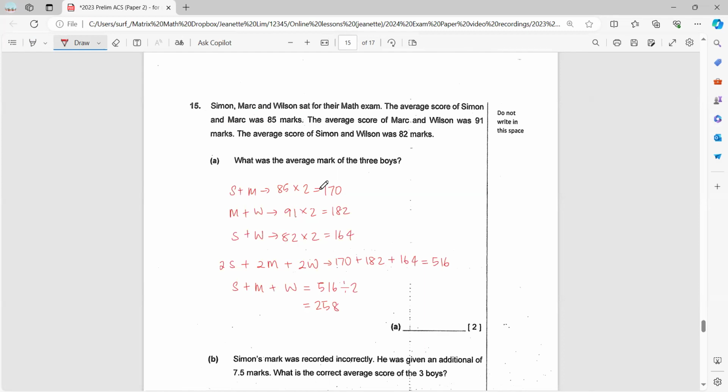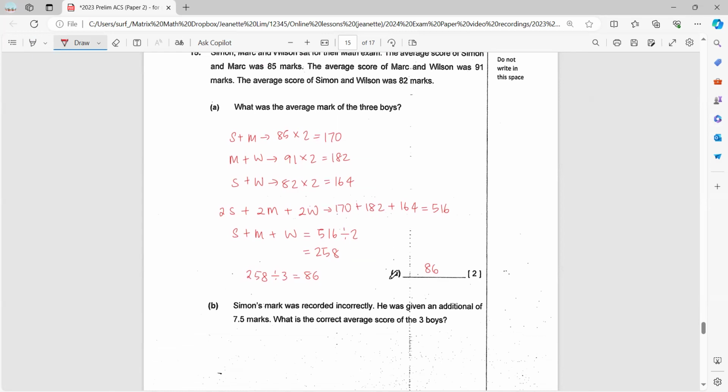You want to find the average. So you take this total and divide by 3. So the average of their scores will be 86. Part B, Simon's mark was recorded incorrectly. He was given an additional 7.5 marks. What is the correct average of the three boys?